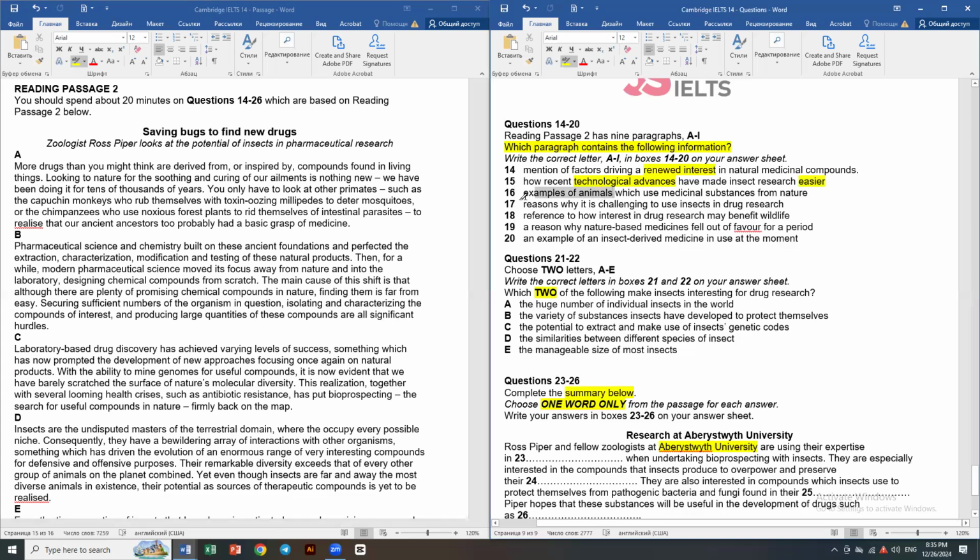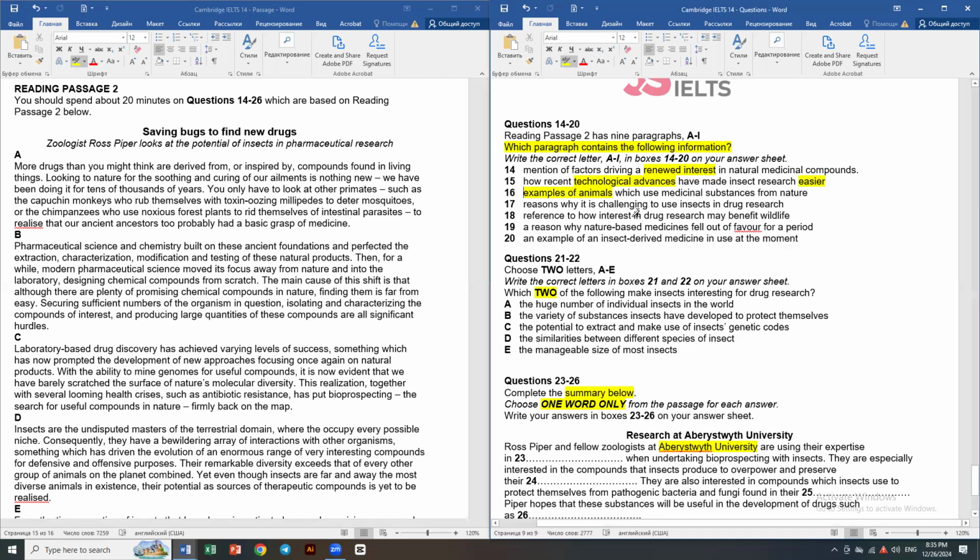Examples of animals. Very obvious. You find a paragraph that mentions two or more animals, and that's probably going to be the answer. Which use medicinal substances from nature. So that means animals that get some sort of medicine from nature. Pretty much, when you hear the word nature, we understand it's about plants.